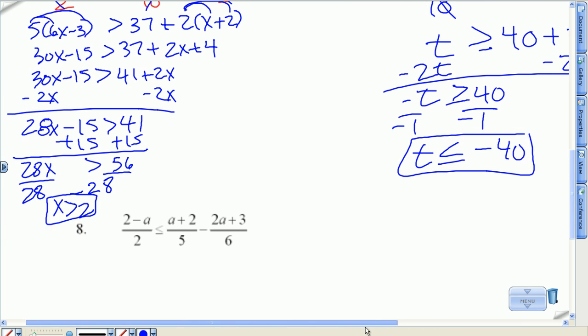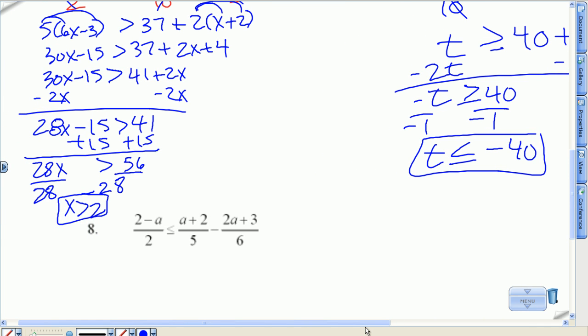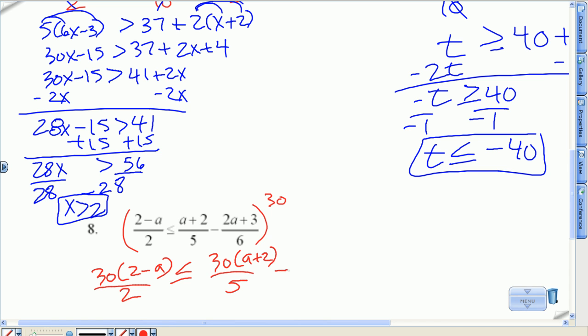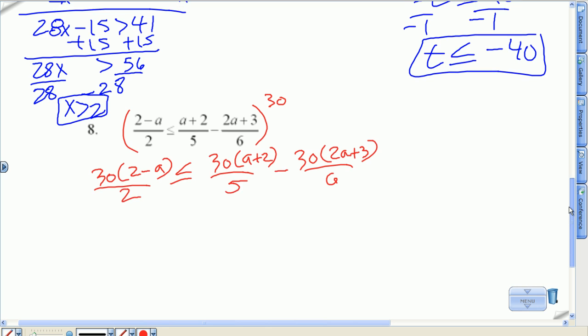All right, number 8. 2, 5, and 6. I want to try 15, but 6 doesn't go into 15. I guess I'm looking at 30. It's probably the best choice. So I'm going to multiply everything by 30. So, let's see. That gives me 30 times 2 minus a over 2, less than or equal to 30 times a plus 2 over 5 minus 30 times 2a plus 3 over 6. Looks like a big mess, but it's going to get awful tidy awful quick.